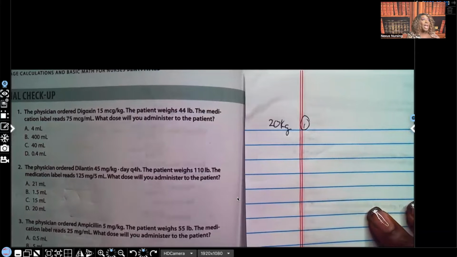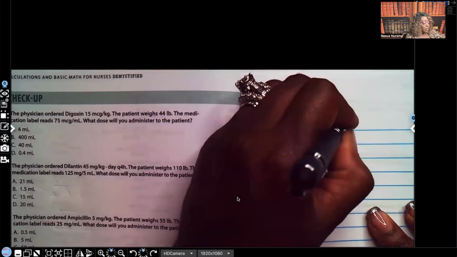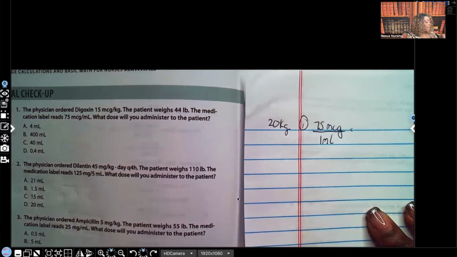Now that I have my patient's kilograms, I can get started on this problem. How am I going to set it up? Always start with what you have on hand. What we have is what the label reads: 75 micrograms per 1 mL. Write that down. What is the order? The order is digoxin 15 micrograms per kilogram.